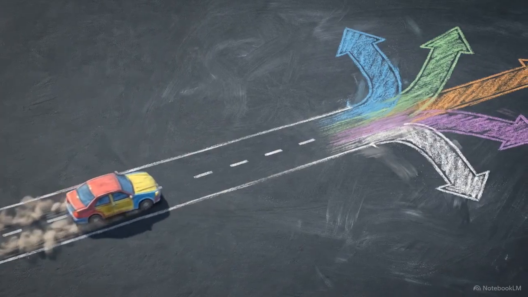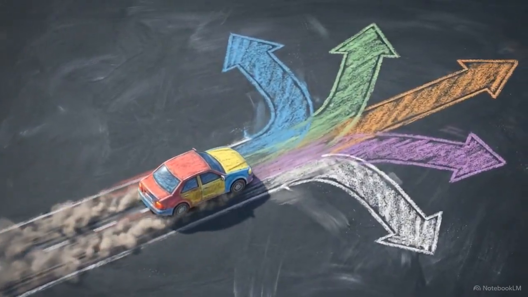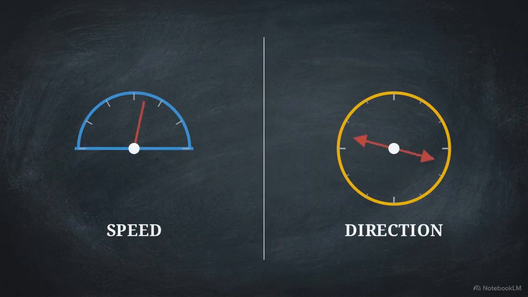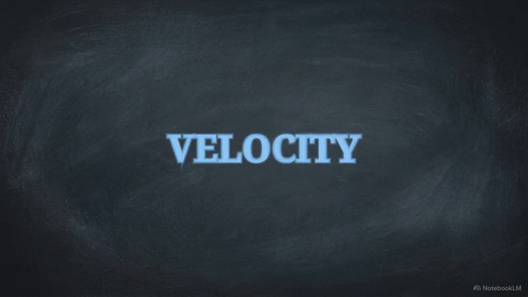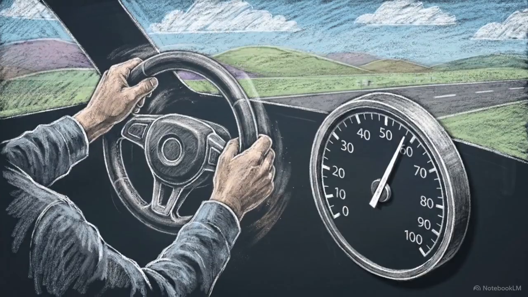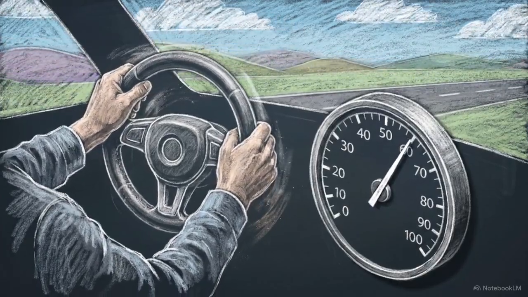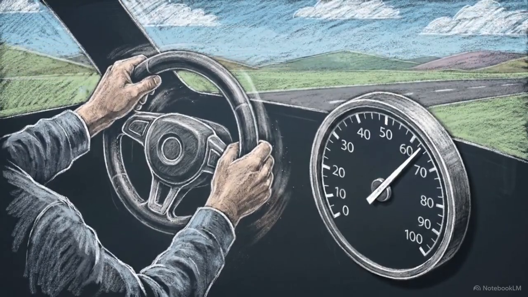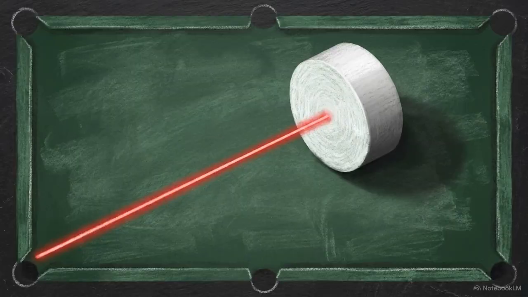However, knowing how fast something is moving doesn't help us track its path if we don't know where it's headed. When speed is combined with a specific direction of travel, we get velocity. Because velocity is direction dependent, steering slightly to the left changes the data, even if the speedometer stays perfectly steady at 70. Tracking velocity allows us to project exactly where an object will be at any future second.